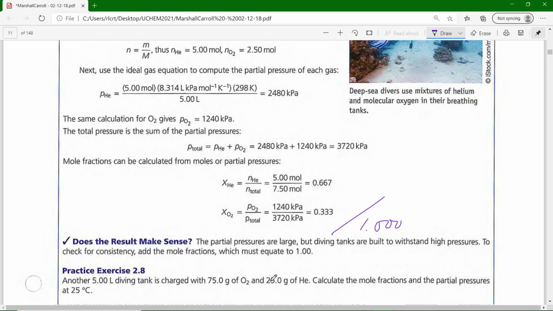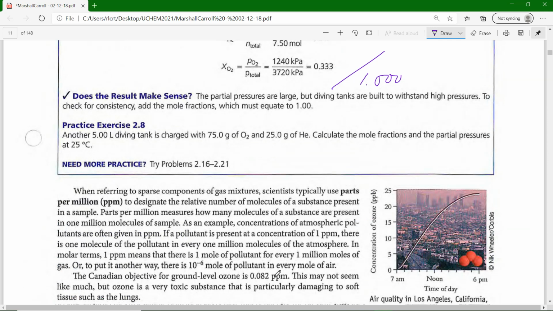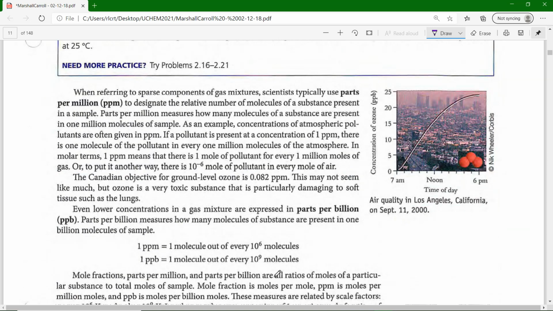Practice exercise 2.8. They're just changing the numbers. You can try that as an exercise by yourself. Once in a while, we talk about small amounts of gases, parts per million, which is 1 part in 1 million, ppm, and ppt is 1 part in 1 trillion, and ppb is 1 part in 1 billion. Okay. Sometimes you'll see those units.